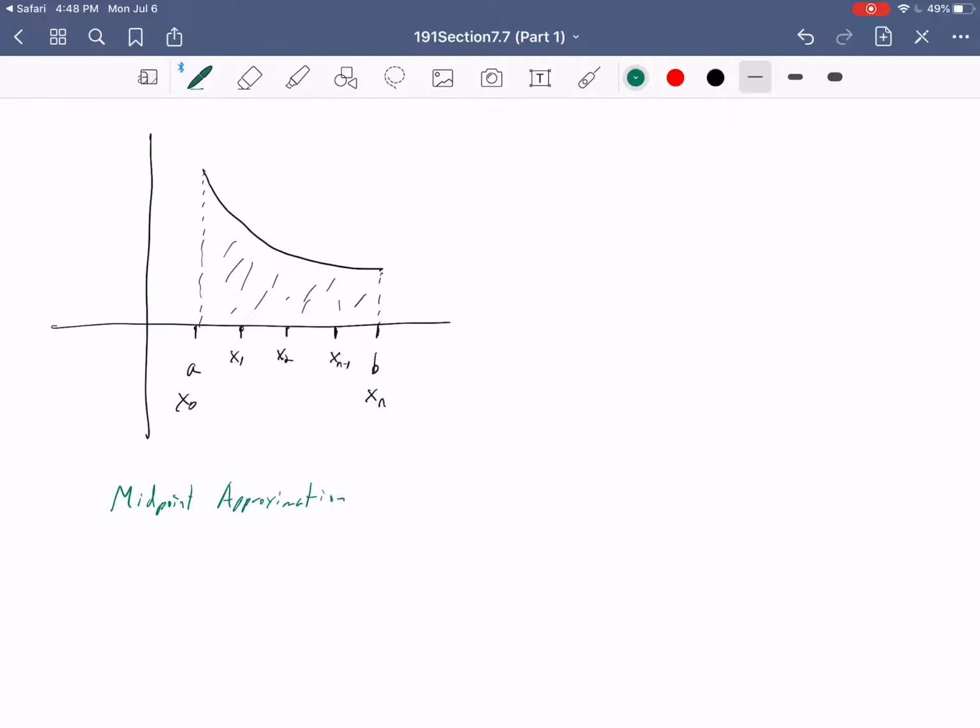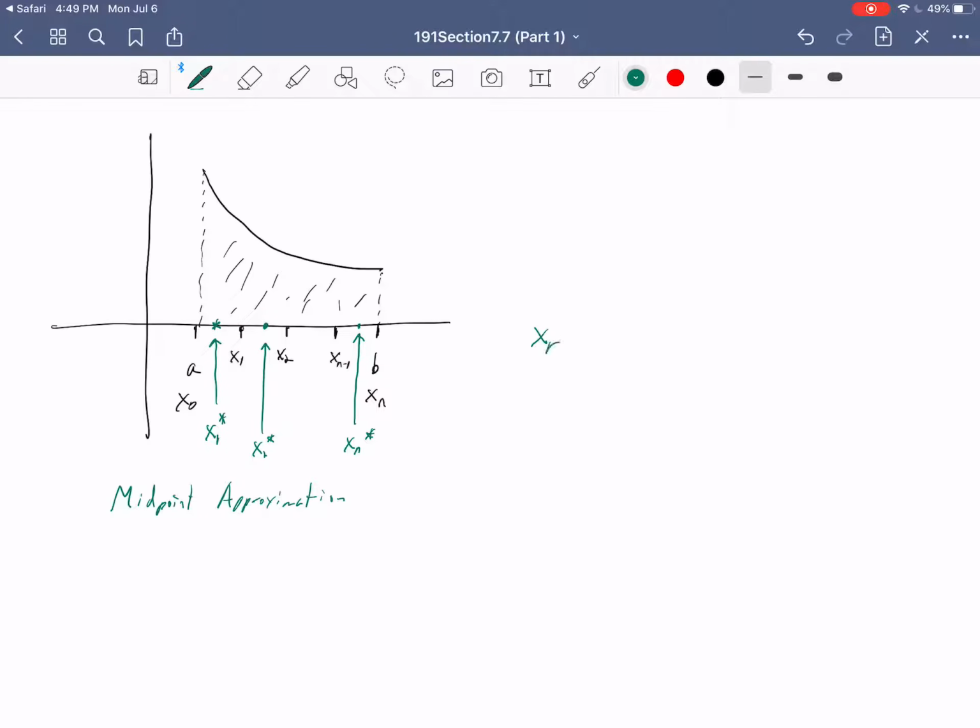So instead of using these endpoints of the intervals, we're going to choose the midpoint inside. So we're going to choose this, and we're going to call this x1 star. And then we would call this x2 star. And then this last one here, this would be xn star. And that is the midpoint of each of those. So literally the middle of each interval.